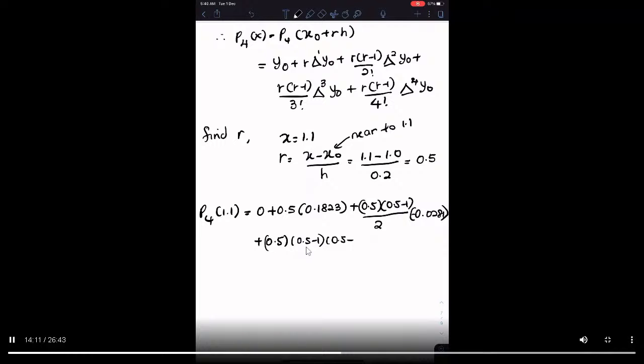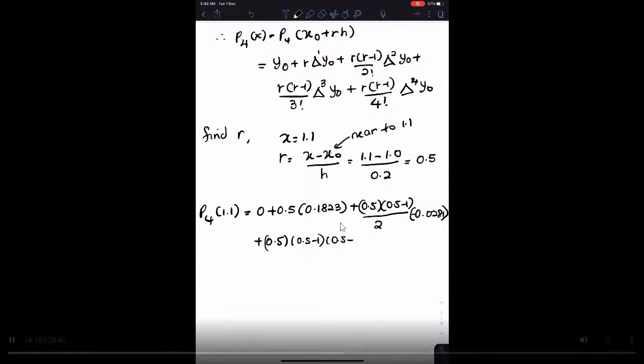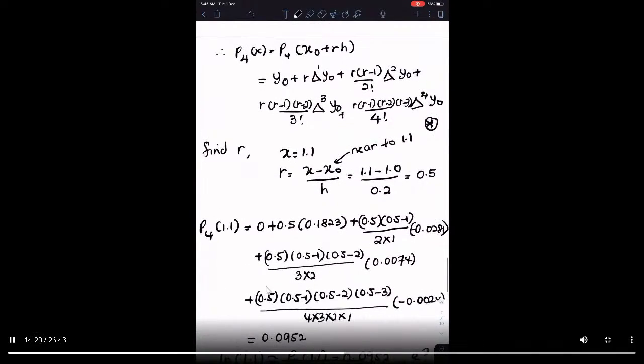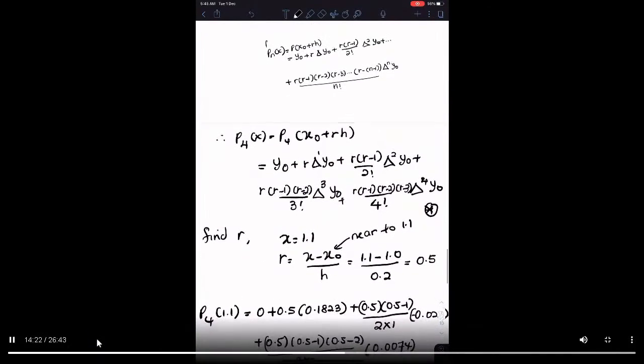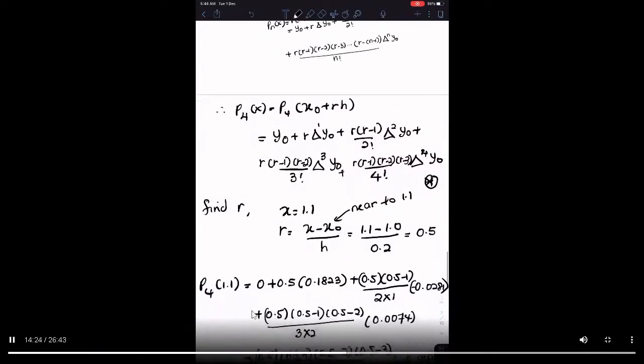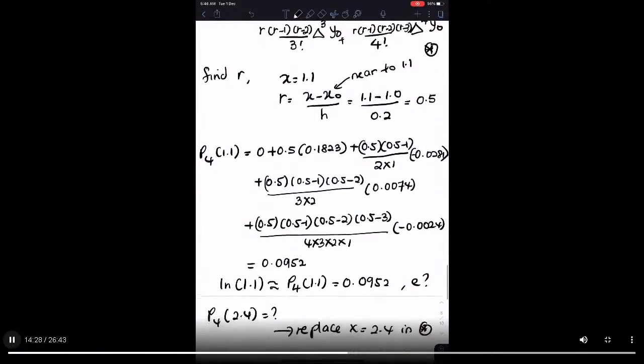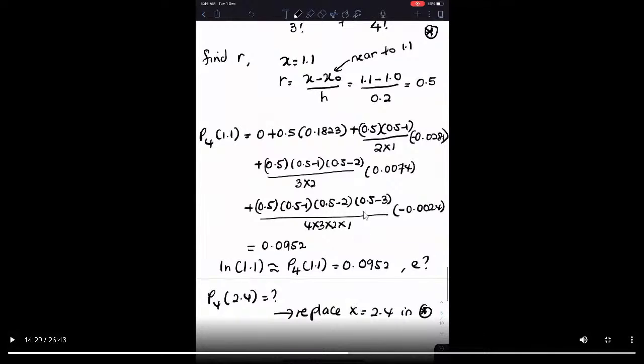0.5, 0.5 minus 1, 0.5 minus 2. All right, this is wrong. You need to find minus 2, because the formula is minus 2. Correct the formula. 0.5 minus 2, and then 0.5 minus 3, divided by 4 factorial. Just now it was a 3 factorial.